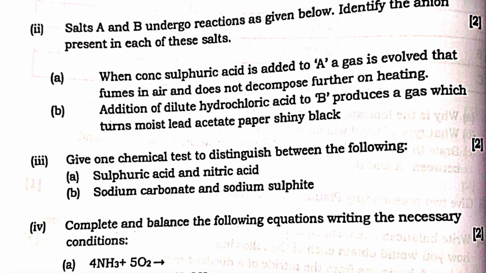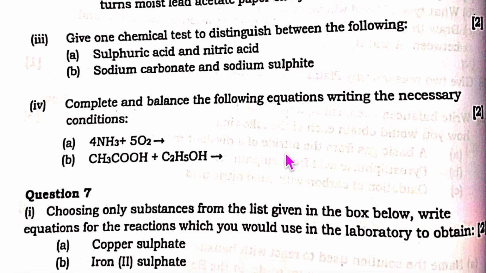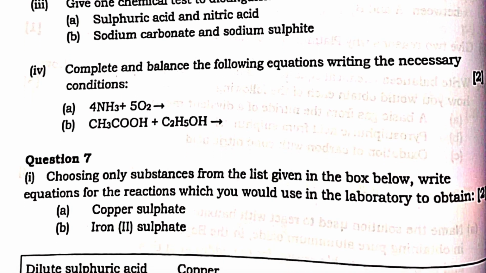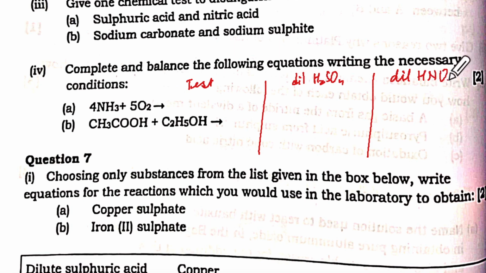Distinguishing test. When it is a distinguishing test, I have told you to make the columns. So many of you are not making the columns. So test over here, and dilute H2SO4 and dilute HNO3. Now tell me, they have not given you the reagent. Is there anyone who gets confused which reagent I should take? Yes, ma'am. Okay. Now you have doubt, let us say.